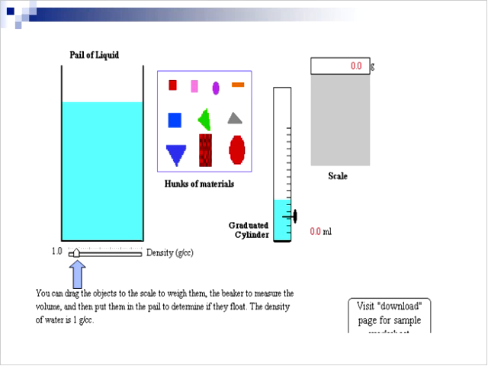When I give you the link, you'll see the lab here. If you notice, we have a pail of water, materials, a graduated cylinder, and a balance. We first make sure the density of the liquid is automatically set at 1.0. So you make sure it's at 1.